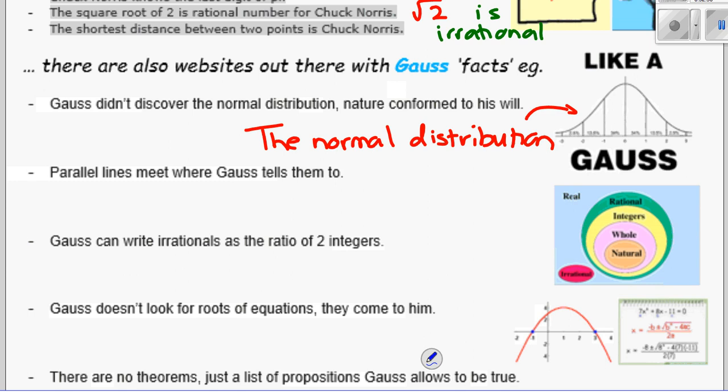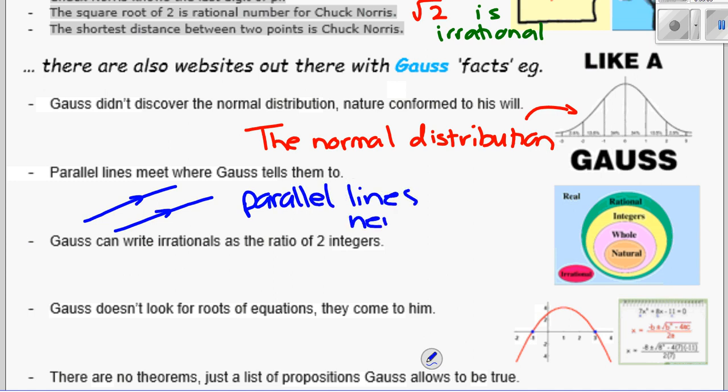Parallel lines meet where Gauss tells them to. So what's the joke about that? Yeah, exactly. Parallel lines. Gauss can write irrational as the ratio of two integers.